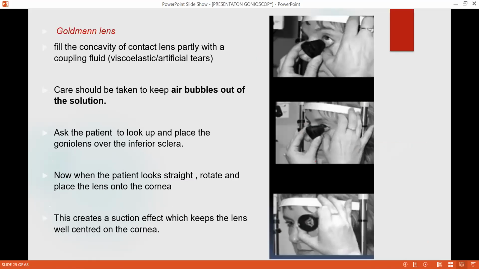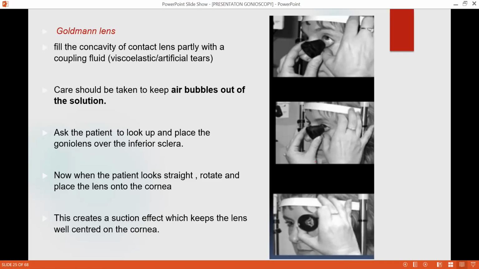If you are using a Goldman lens, the concavity of the lens should be partly filled. I am saying it should be filled partly. Don't fill it fully, because when you are trying to put the lens on the cornea, a few drops of the viscoelastic trickle down on the patient's cheek, and then the patient becomes uncomfortable for this procedure. So fill it partly, and take care that air bubbles do not come in between, otherwise it may hamper your view.